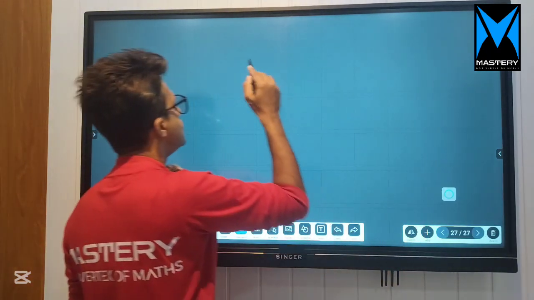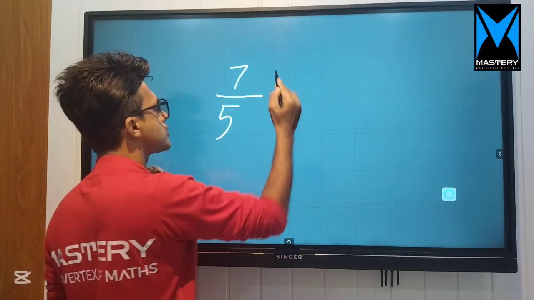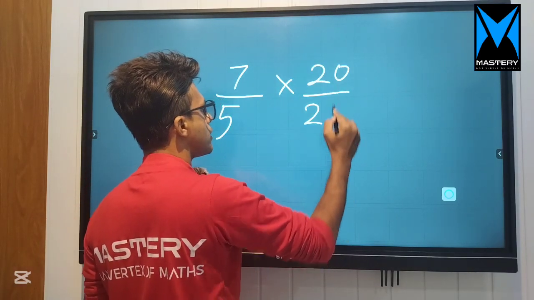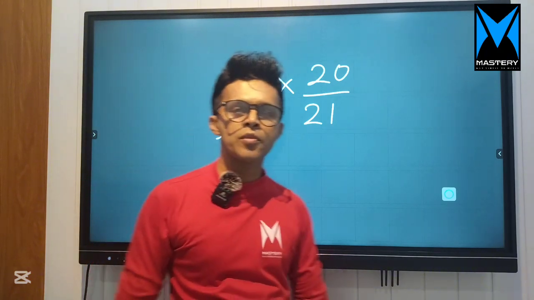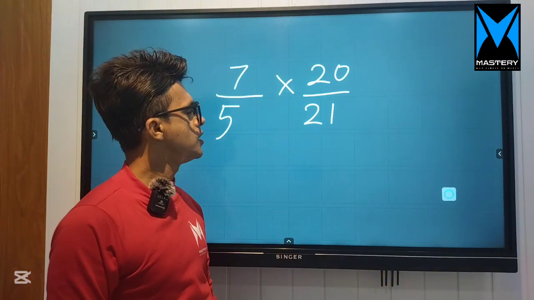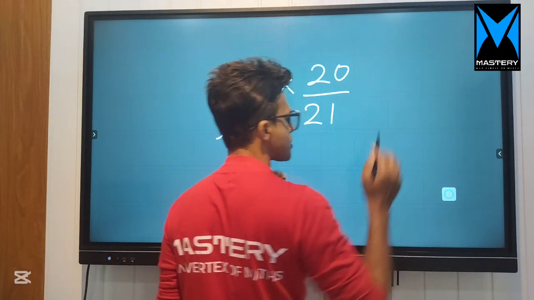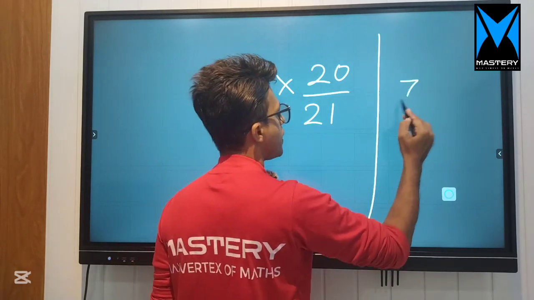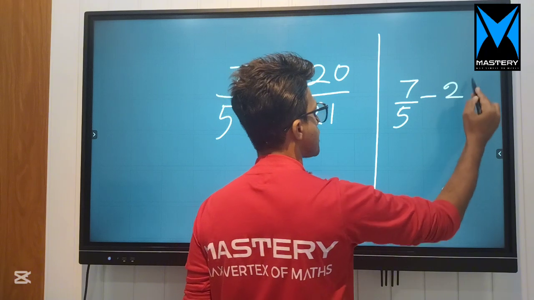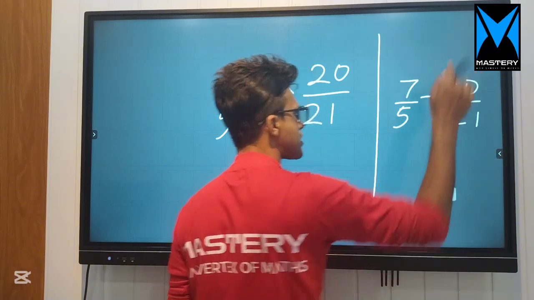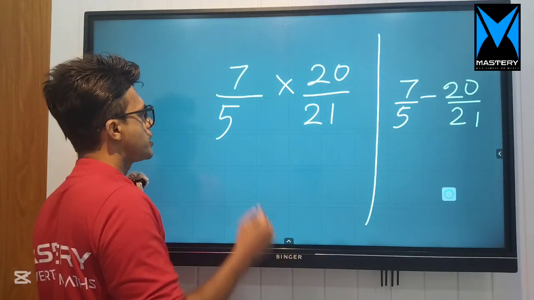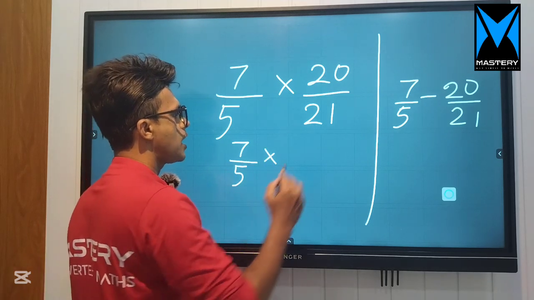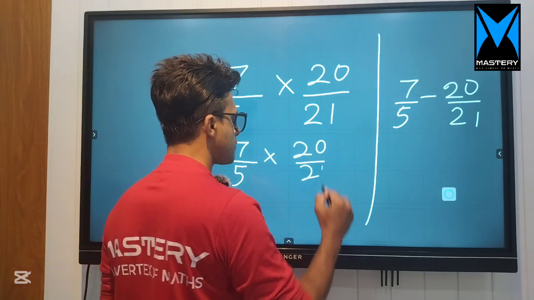Let's do this one: 7 over 5 times 20 over 21. How can we simplify this one? This way can be applied when it is multiplied. If you can't simplify, then I will write this one here as subtraction. Previously I gave you addition. So here I will write the question again: 7 over 5 times 20 over 21.